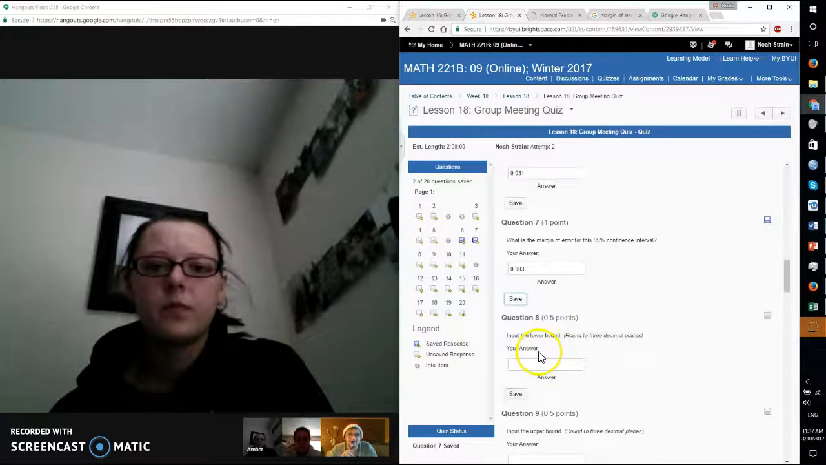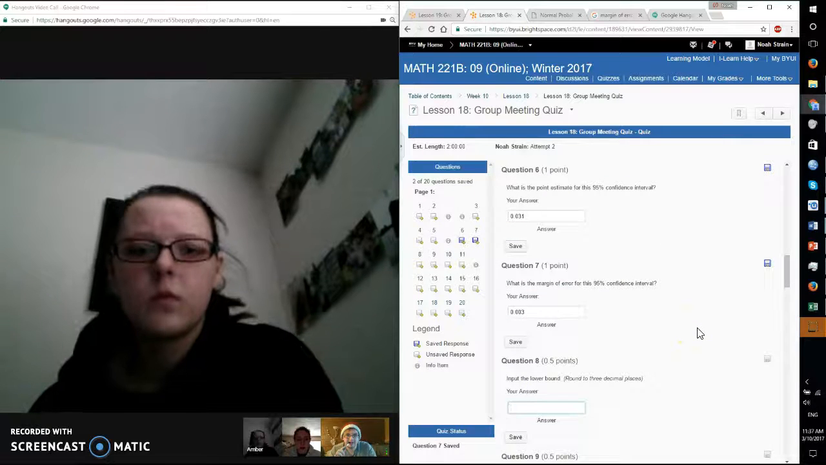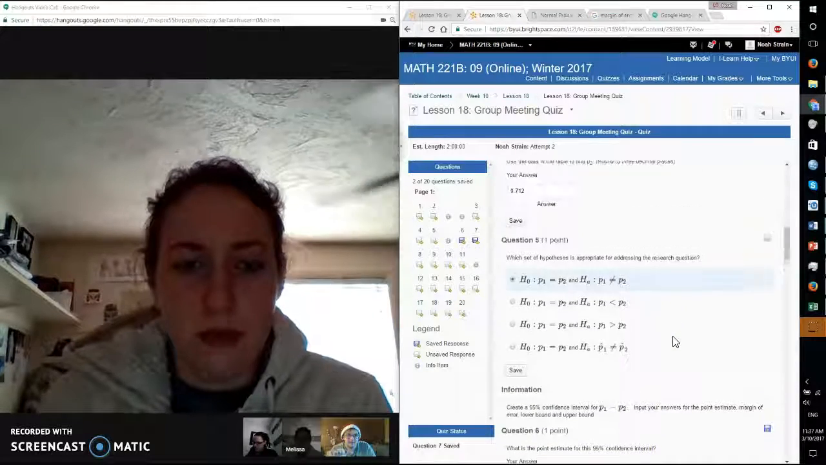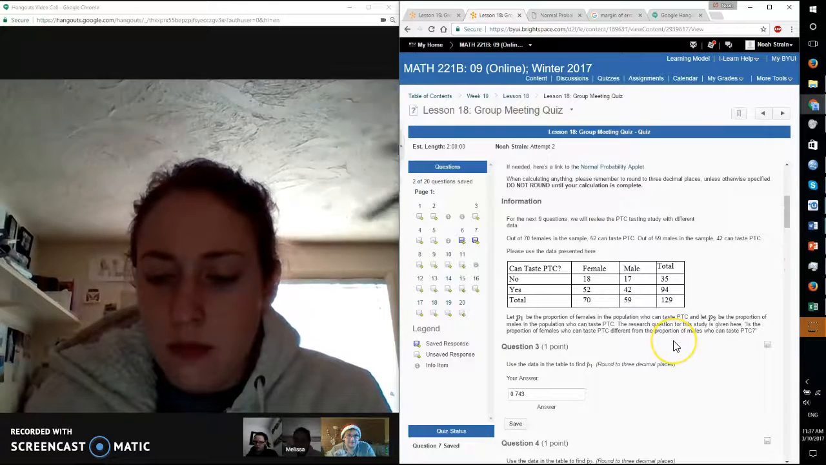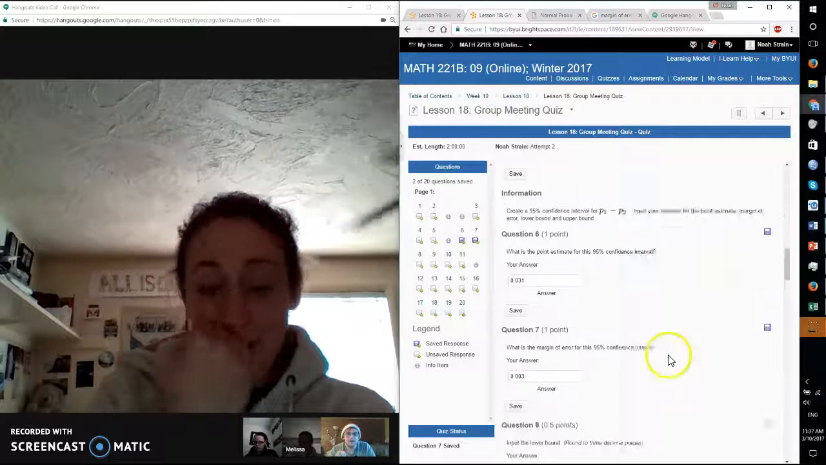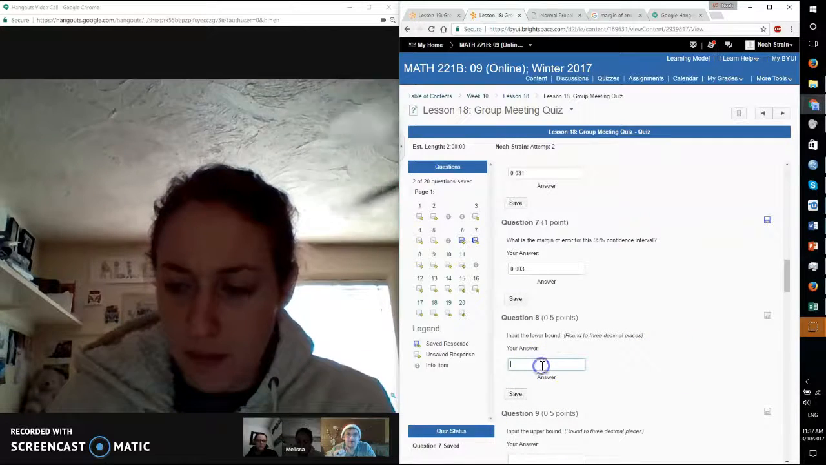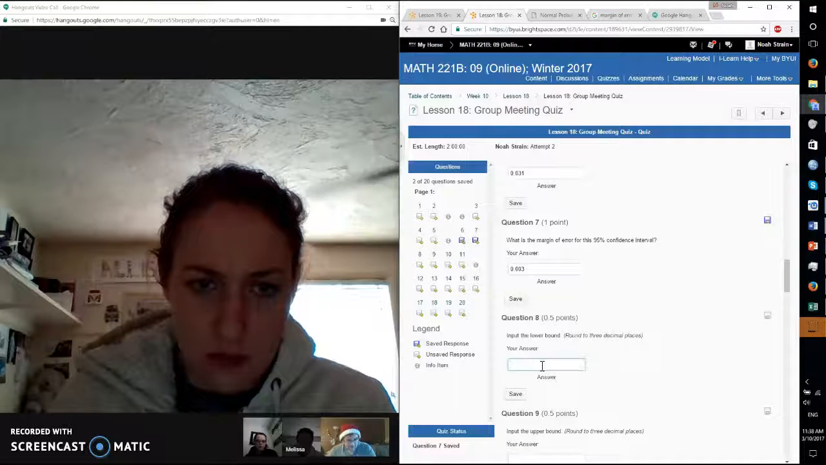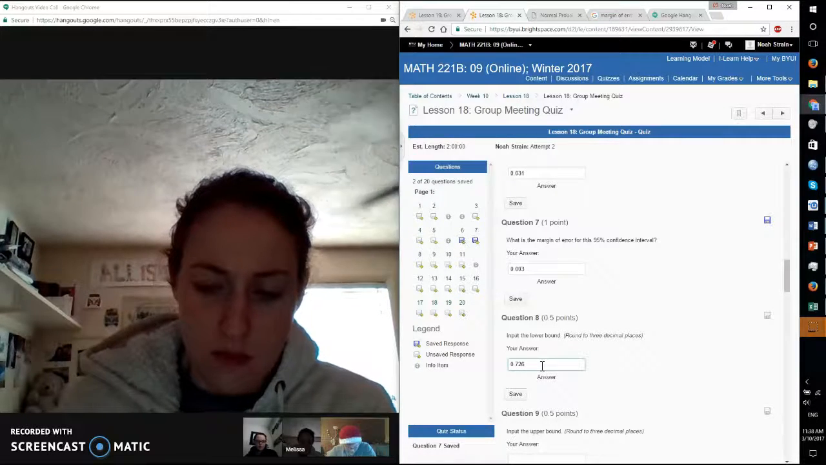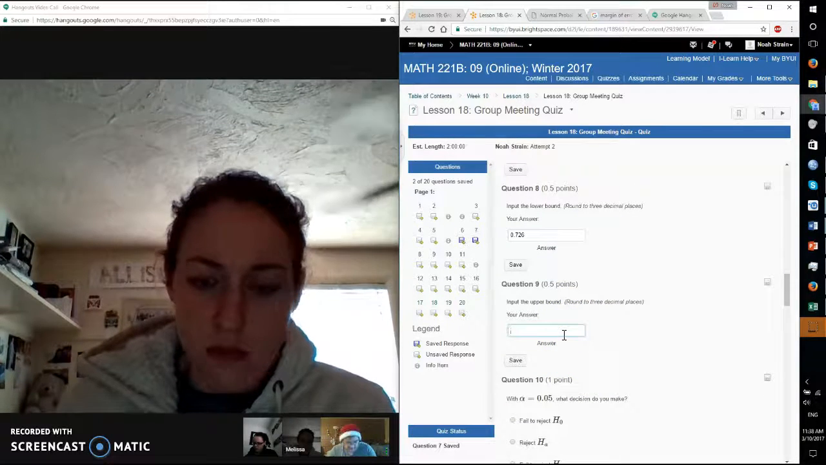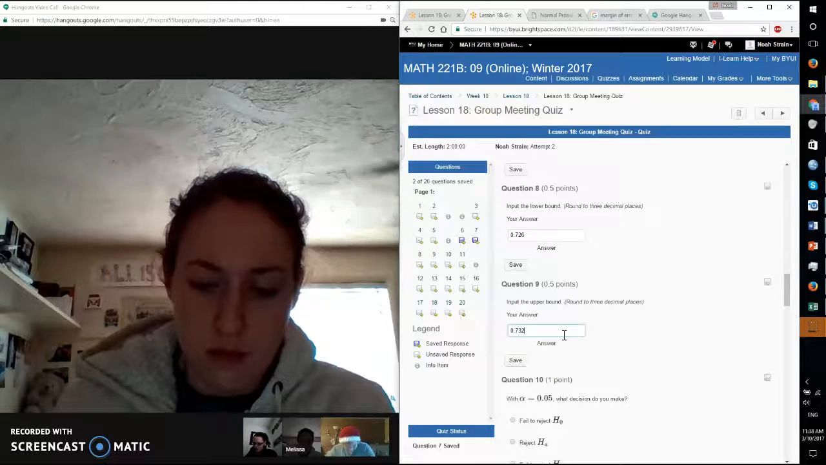No problem. So the lower bound would be our total p hat of yeses, so the total yeses divided by the total, minus our margin of error. And that gives us 0.726. And the upper bound would be just adding it instead, which would be 0.732.